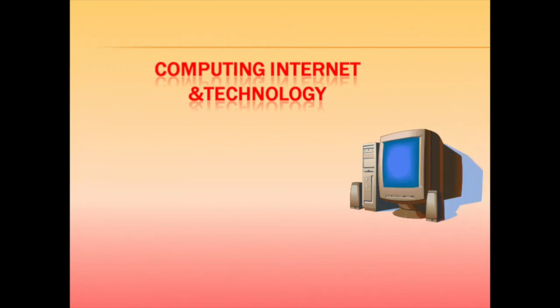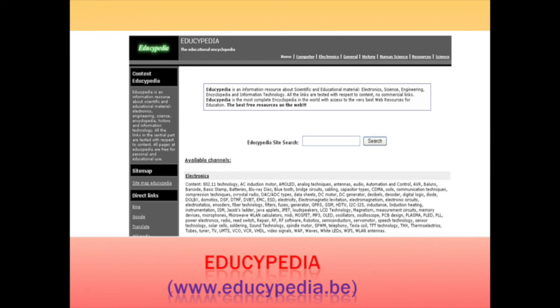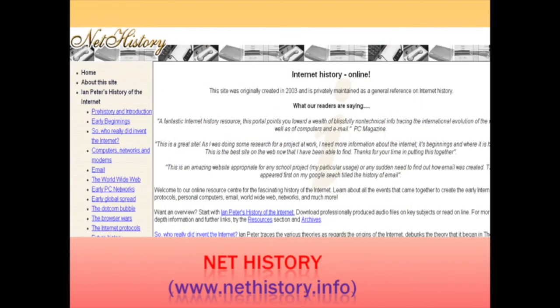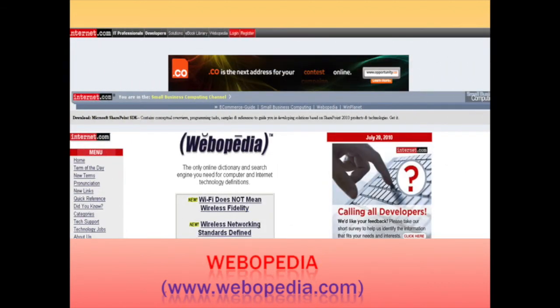Encyclopedias on Computing, Internet and Technology: Educypedia, an information resource about scientific and educational material, electronics, science, engineering, encyclopedia and information technology. Encyclopedia of Technology, virtually all terms used in information technology. Net History, alphabetical listing to discover the history of the internet. Webopedia, dictionary and information about anything to do with computing and the internet.